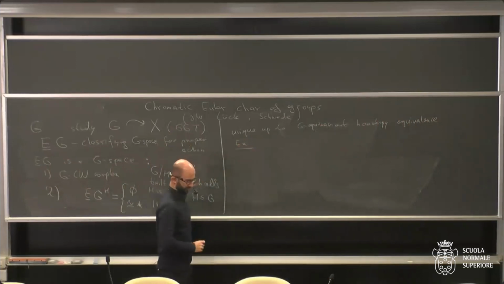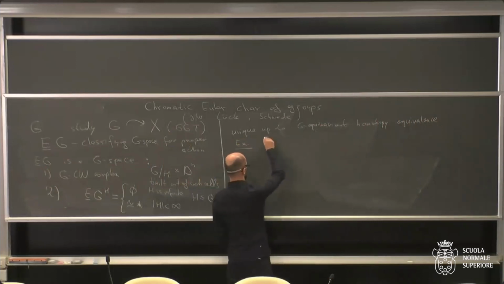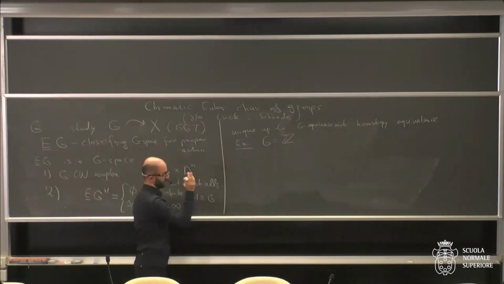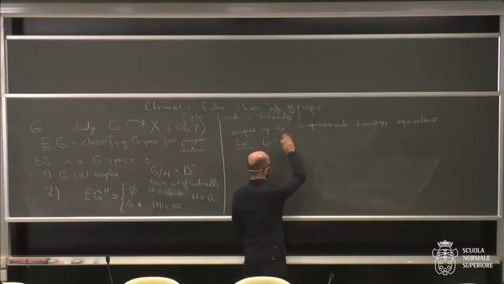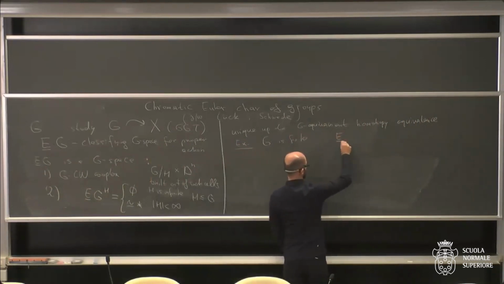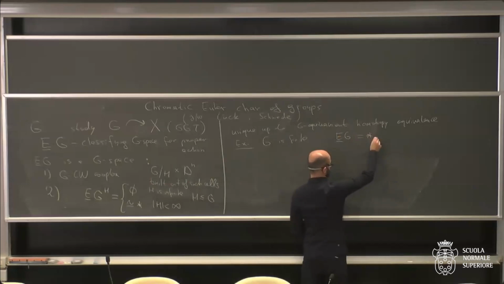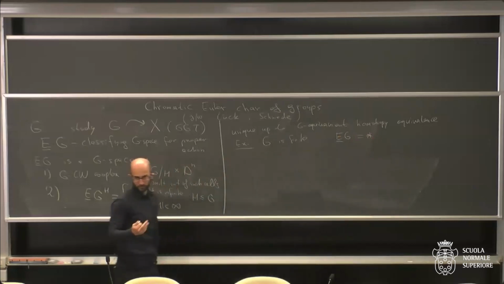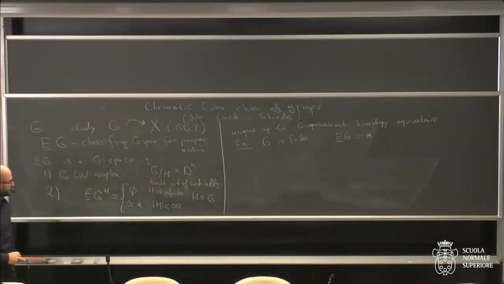Well, the best example you can take is probably your favorite group, which is infinite. Well, let's try with the finite groups first. That's even easier. So say G is finite. Well, then the story is boring. You can take E under bar G just to be a point. So finite groups are not really interesting.